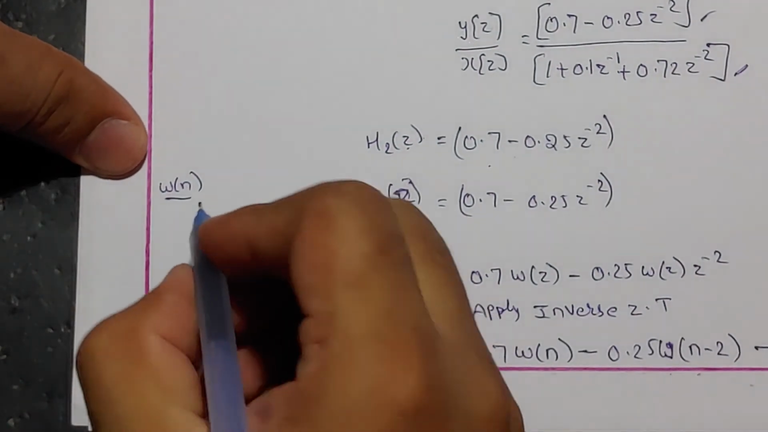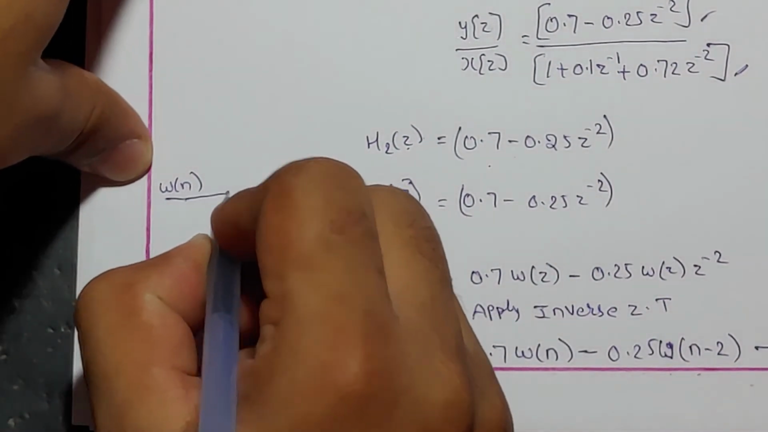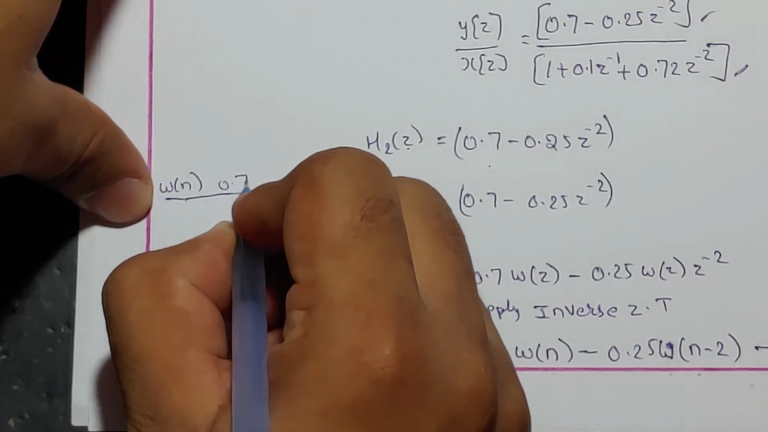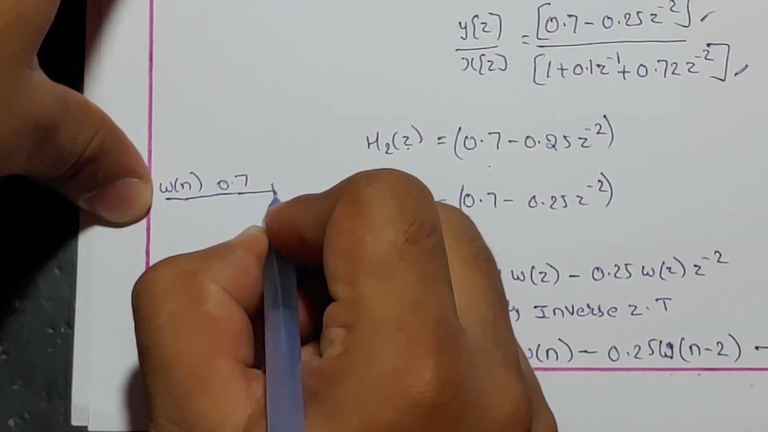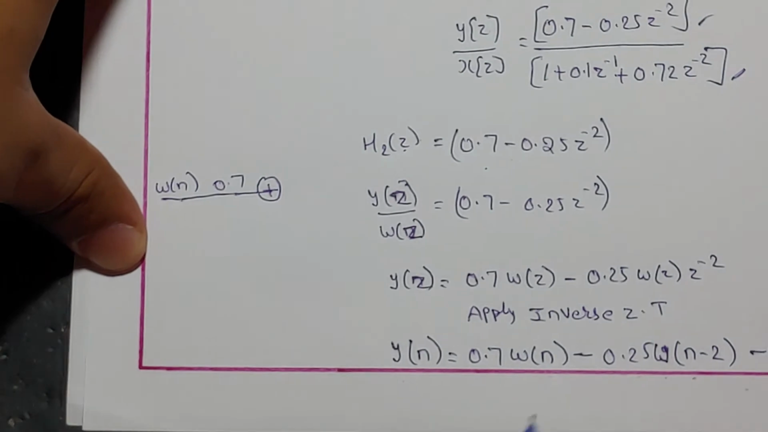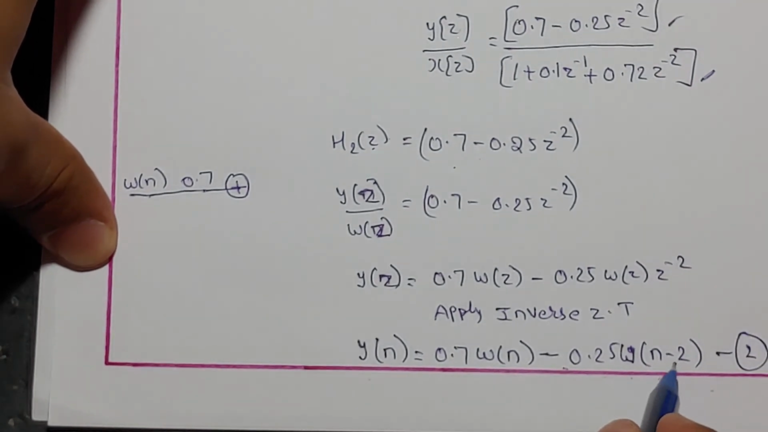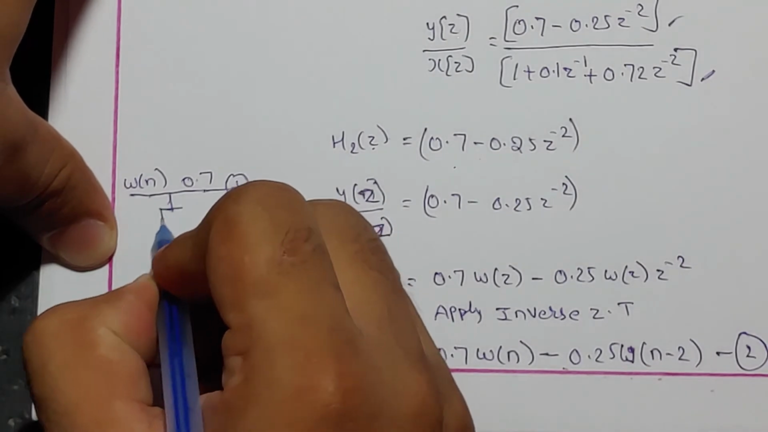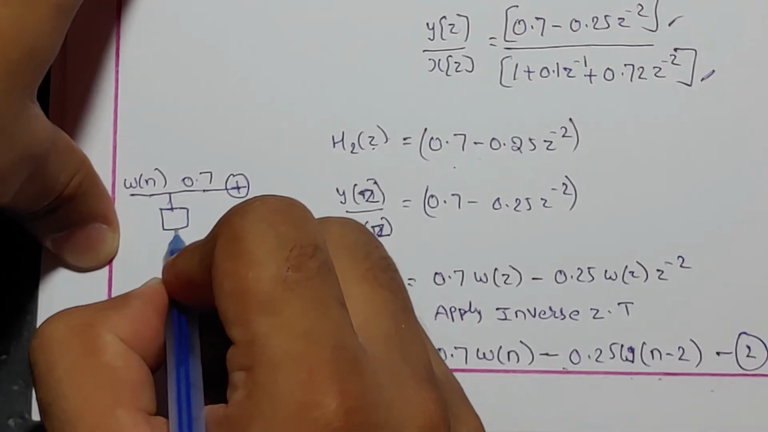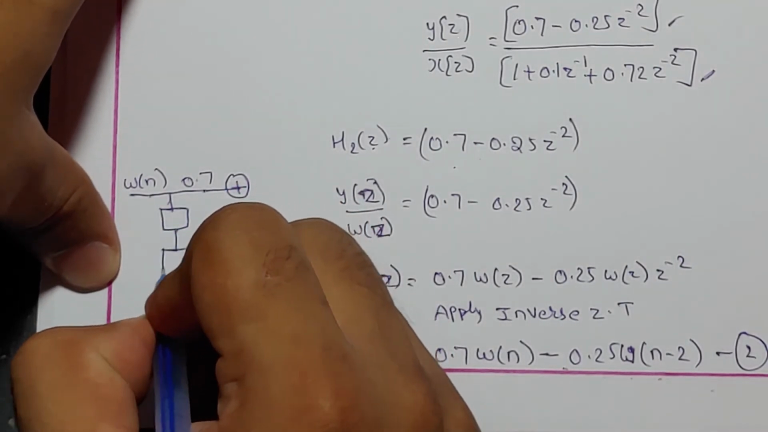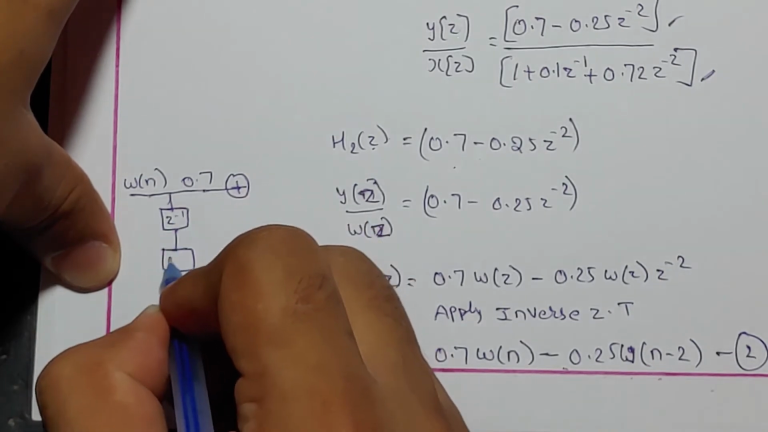W of n is the input, and the input is multiplied by 0.7 and it is added with an adder, and some part of this is delayed by two elements, that is first delay and second delay, which is z power minus 1 and z power minus 2.